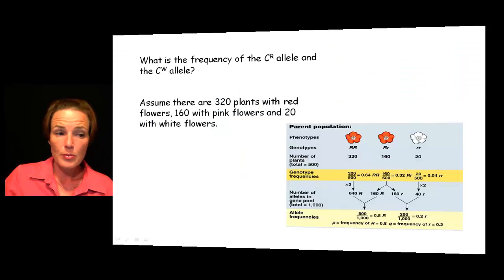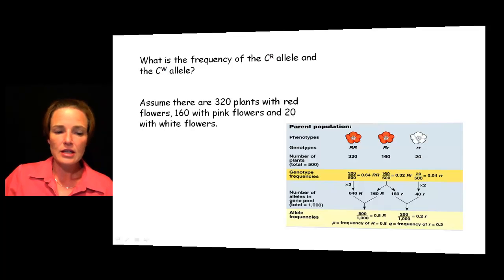Let's look at a problem here. In this case, we've got some carnations or snapdragons. It's a similar example, regardless of which one of those two flowers you're looking at. And we want to calculate some allele frequencies. So we've got a certain number of plants. We've got 320 plants that have red flowers, 160 with pink flowers, and then we've got 20 with white.